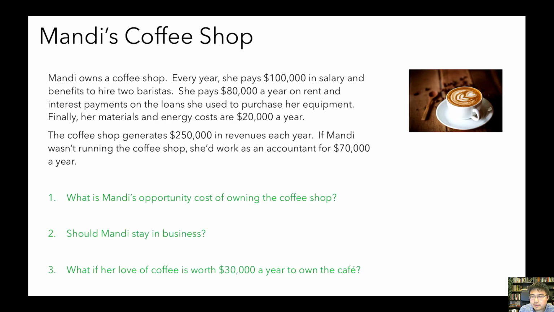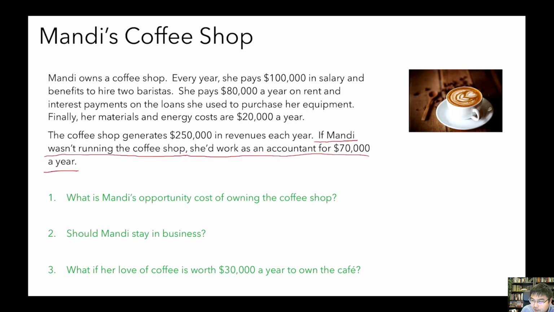All right, so now let's think about adding opportunity costs to the mix. So this is the exact same example, except this time we're adding some more information. It says here, if Mandy was not running the coffee shop, then she'd work as an accountant for $70,000 a year. Okay, so it's telling us what Mandy would do other than running the coffee shop. Okay, so what does that mean about opportunity cost? What's Mandy's opportunity cost for owning the coffee shop?